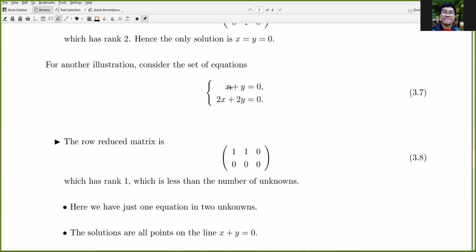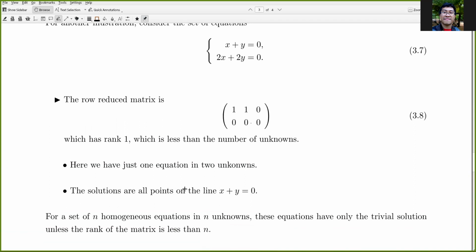Consider the set of equations x plus y equals 0, 2x plus 2y equals 0. In this case, the row reduced matrix is 1 1 0, 0 0 0. One row has 0 terms, so the rank is 1. This is less than the number of unknowns. So there would be an infinite number of solutions. The solutions are all points on the line x plus y equals 0.